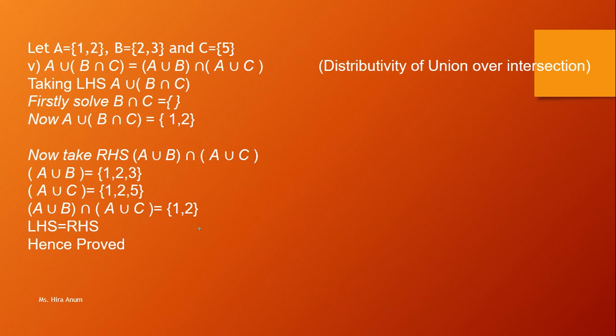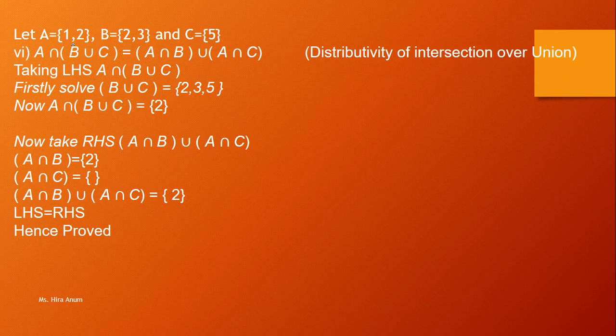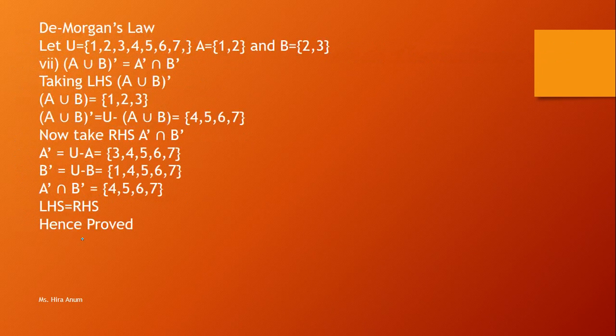Distributive law. Firstly take B intersection C, then take A union (B intersection C). Here B union C, then A union C, then taking intersection between them, and the answer will be the same. A equals 1, 2, 3, B equals 2, 3, C equals 5. You will solve and the answer will be the same.